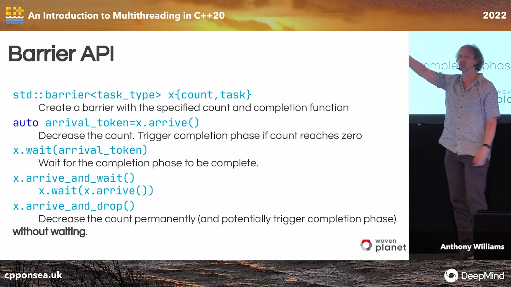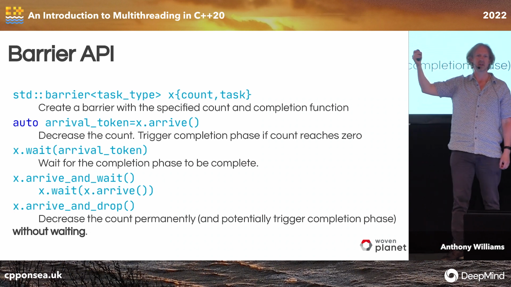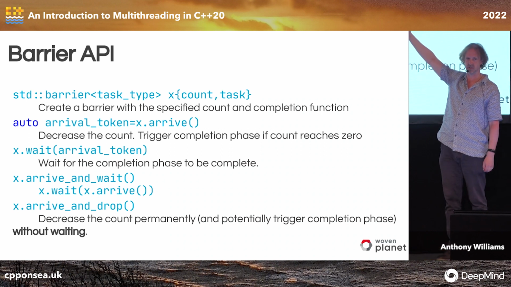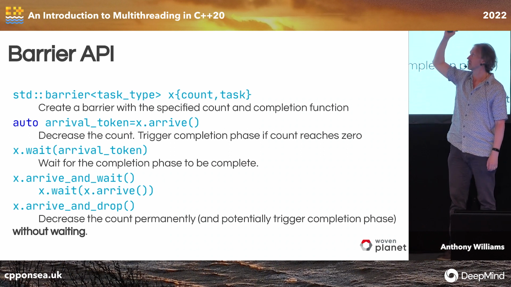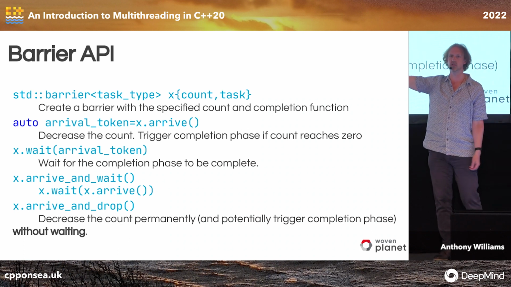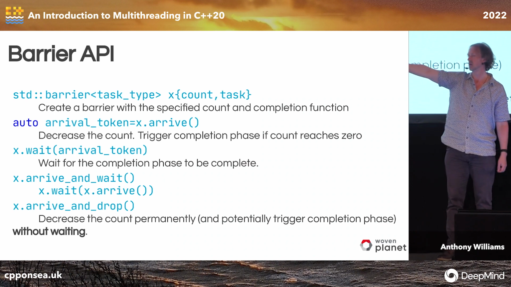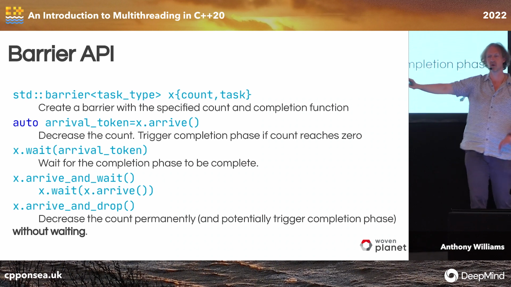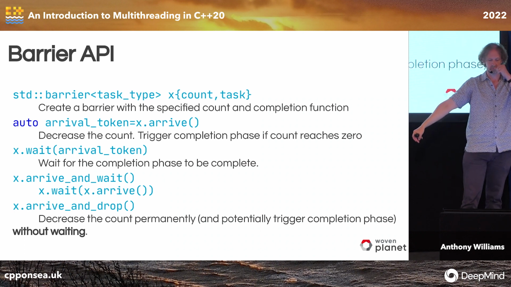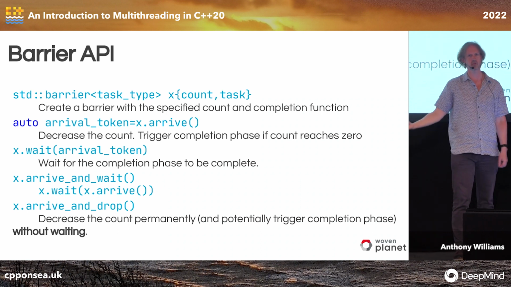So the template parameter is the task type. Like I said, if you don't need this feature, then you don't need to specify a template parameter, and the default just works. And you pass in the initial count and the completion function task. You can arrive, which gives you a token, which you can then use to wait later. Or you can arrive and wait, or you can arrive and drop, which says, "I'm arriving, but this is the last time I'm arriving and I'm not going to wait." But it does still potentially trigger the completion function, and it does signal the barrier this time round.